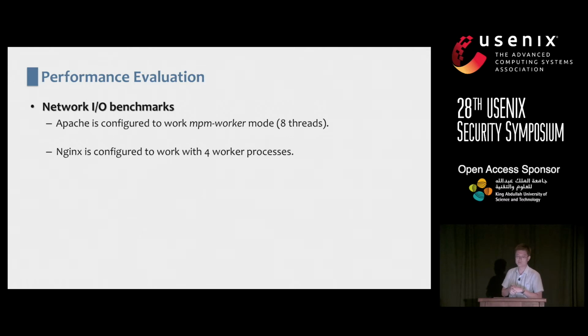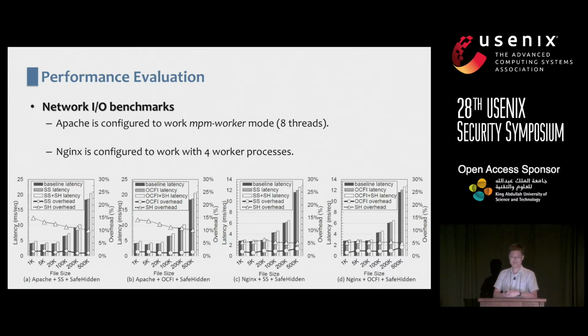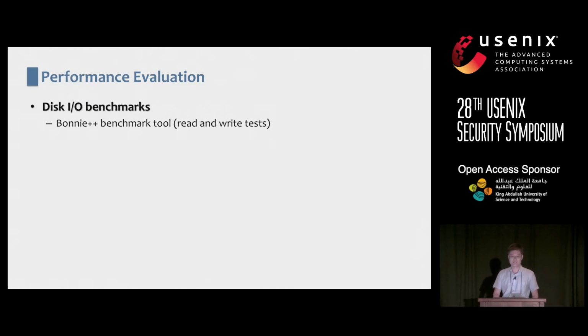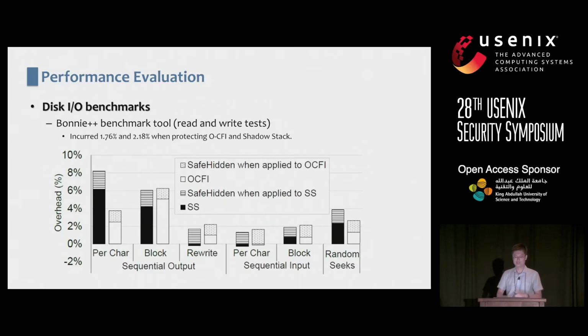The second is the network I/O benchmark. For Apache, SafeHidden incurred around 12% performance overhead when protecting OSFI and shadow stack. And for Nginx, it incurred less than 6% performance overhead. Also, SafeHidden incurs very high performance overhead in multi-threaded benchmarks. The last is the disk I/O benchmark. SafeHidden incurs less than 3% performance overhead.